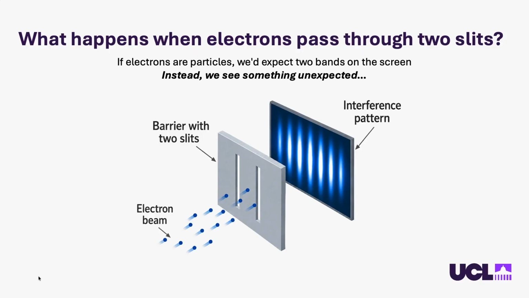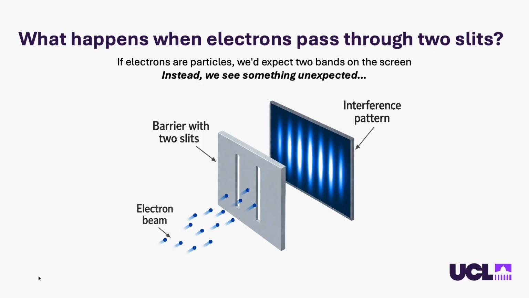Probably you have done Young's double-slit experiment, where you have two slits, you shine light on them, you see a diffraction pattern, an interference pattern, and that tells you that the light is a wave. So this also happens if you do it with electrons.